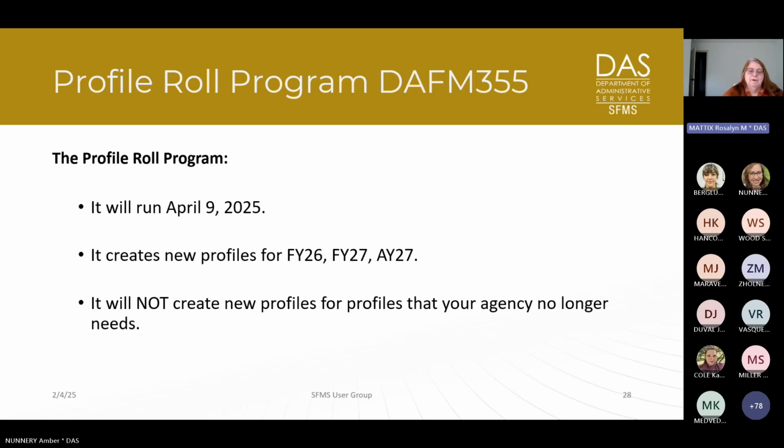This program sets up the new profiles that you're going to need for the upcoming appropriation year when we come to appropriation year 2027. It will run on April 9th, 2025, which is just a few months from now. It will create new profiles for fiscal year 26, fiscal year 27, and AY 27. It will not create new profiles for your agents that your agency no longer needs. Next slide, please.